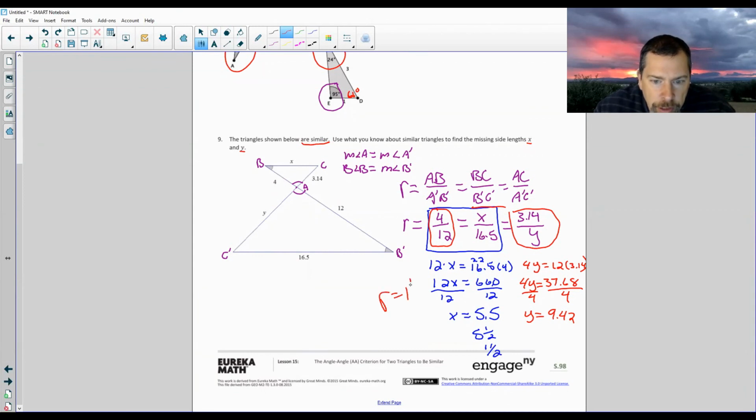R equals 1/3. It's true for this with X being 5.5, and it's true for this with Y being 9.42. That's how you check to see if you're right. Your R's all have to be equal. All right. So Y is 9.42 and X is 5.5.